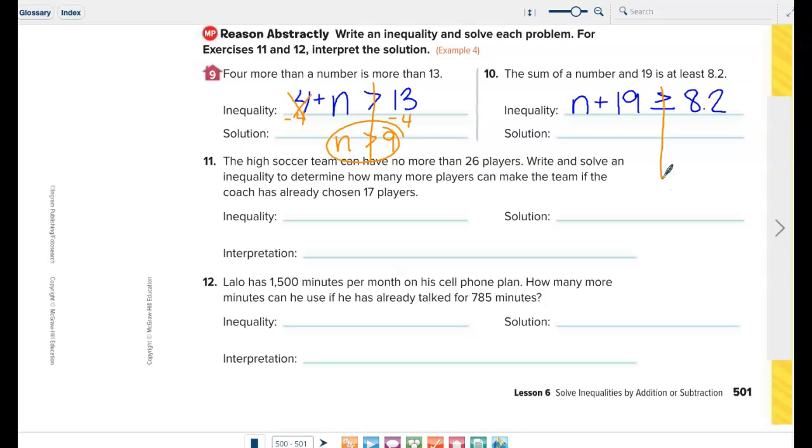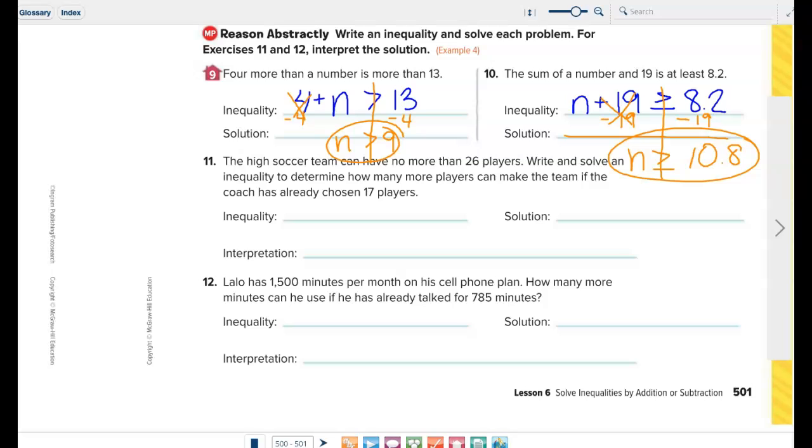We work on the side that has the variable, so I have a positive 19. To get rid of that, I'm going to subtract 19, or a negative 19. What you do to one side, you always do to the other. This makes a 0 pair. n is greater than or equal to, when I take 8 2/10 minus 19, I get negative 10 8/10, and so that's my answer.